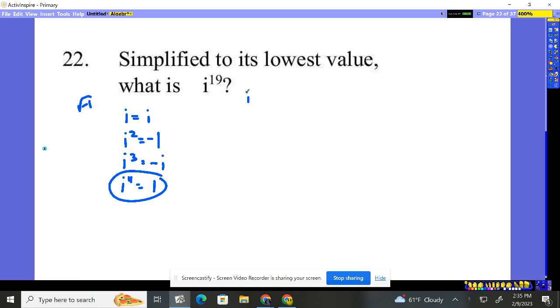So if I list out all these 19 i's, if I did that, I'm not going to, but if I did, every 4 is worth 1. Every 4 is worth 1. So you just end up with 1 times 1 times 1 times 1 times whatever you have left over. So you're either going to be left over with nothing or 1 or 2 or 3. Never left over with 4 because every 4 becomes worth the number 1.